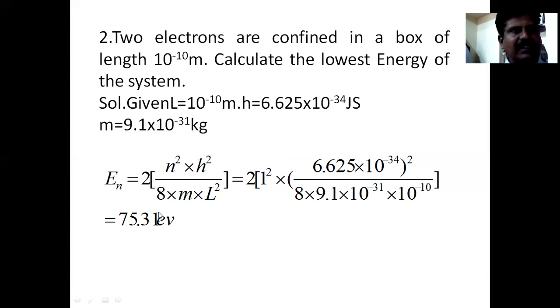The energy of those two electrons inside the silver box, in the lowest energy state, that means in the ground state. Okay. So here this 10 to the minus 10, you make it square. After doing these simplifications, you will get a value of 75.31 electron volts. Okay.